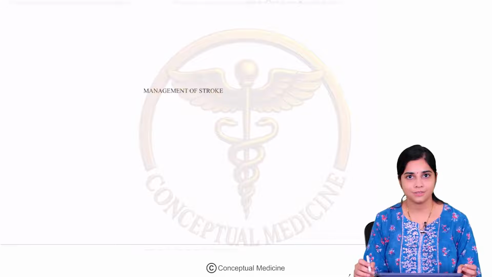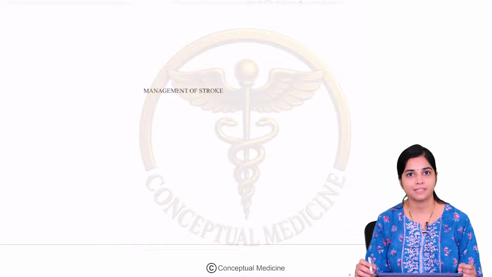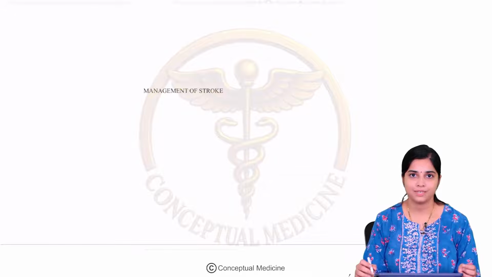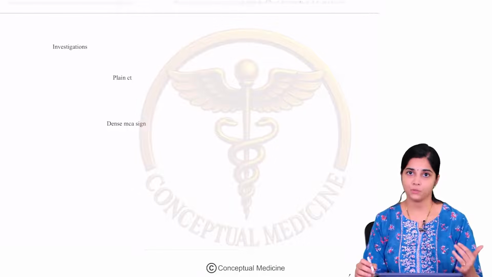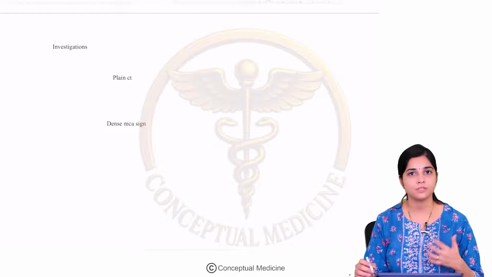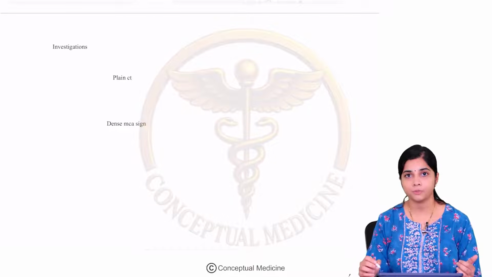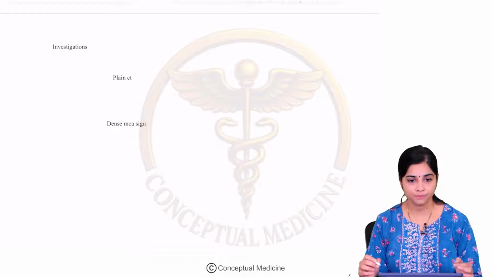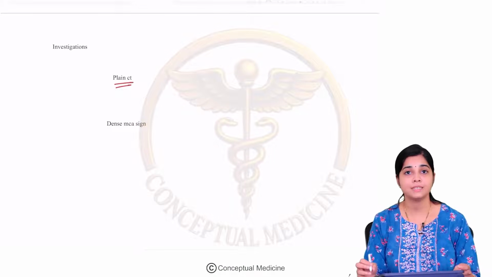So in our discussion on stroke, today we will be continuing with this new chapter which is management of stroke. So let's begin. Whenever we speak about CVA or stroke, there are a set of investigations that we have to perform. The first investigation that we have to do in the diagnosis of stroke is a plain CT brain.